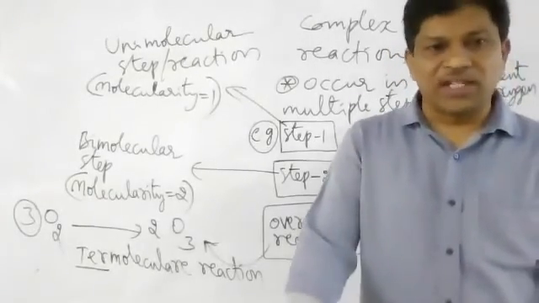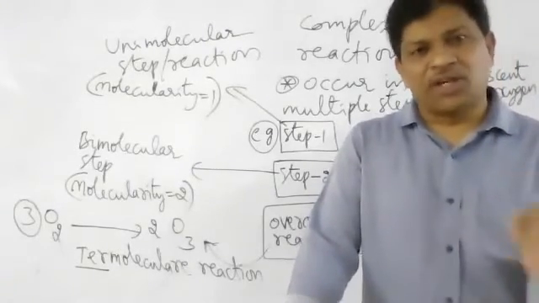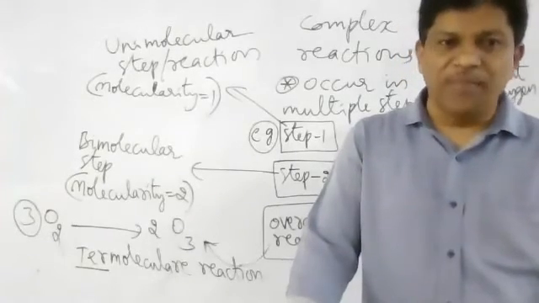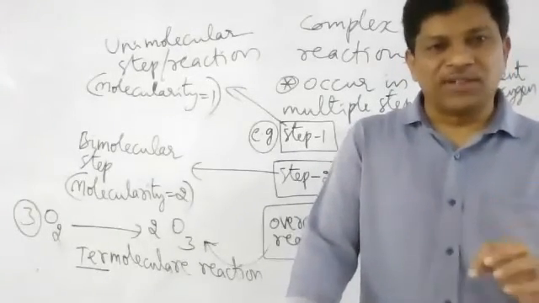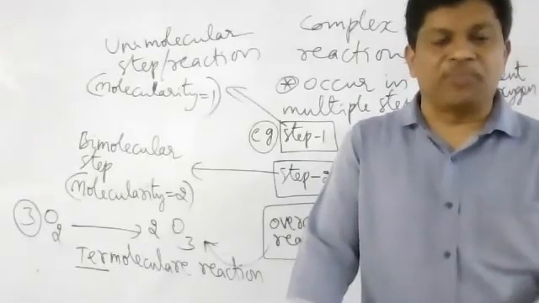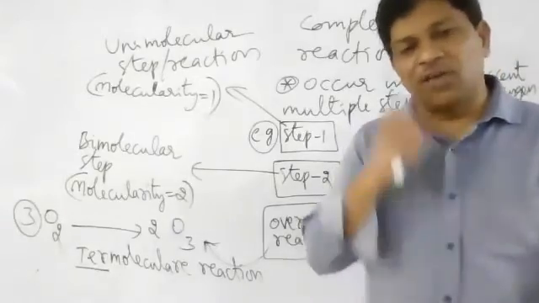Generally, what is the rate of reaction? When there is a change in concentration of reactant or in the concentration of product with time, that is called the rate of reaction. The change in concentration of reactant or product with time is called what? Rate of reaction. Next, what is average rate of reaction?